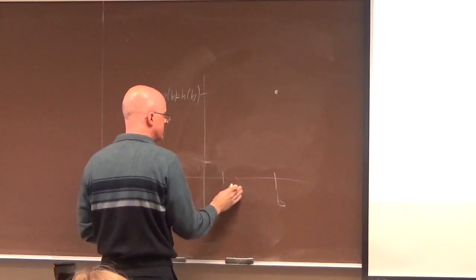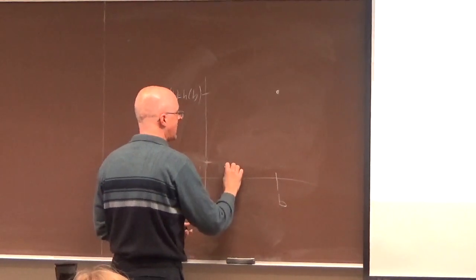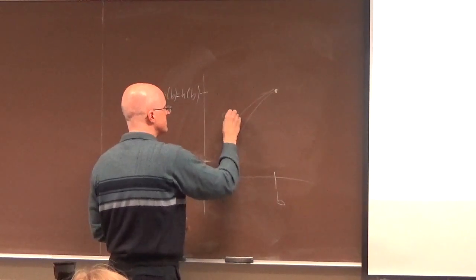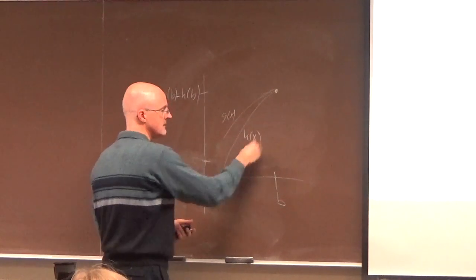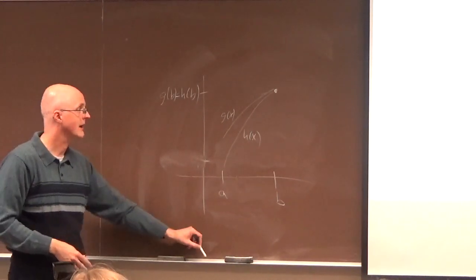So the slope of h has to be higher than the slope of g, then h is going to have to be the lower one. This will be g of x, and this will be h of x in the second loop. Okay?